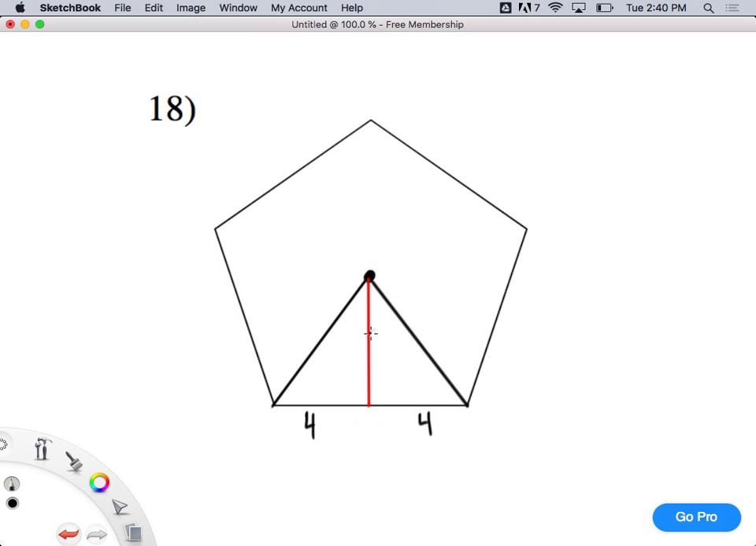What if I knew this angle? This is a right triangle, right? This is the apothem. What if I found that angle? What could I then do?